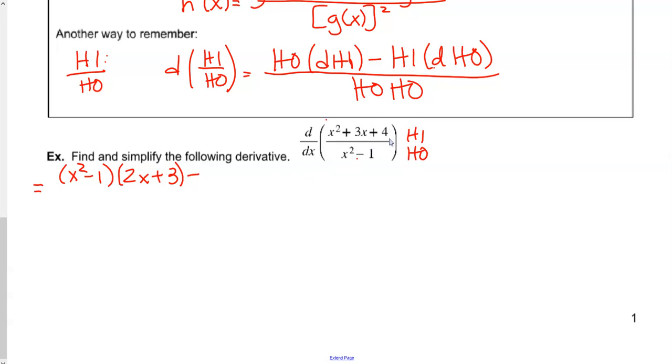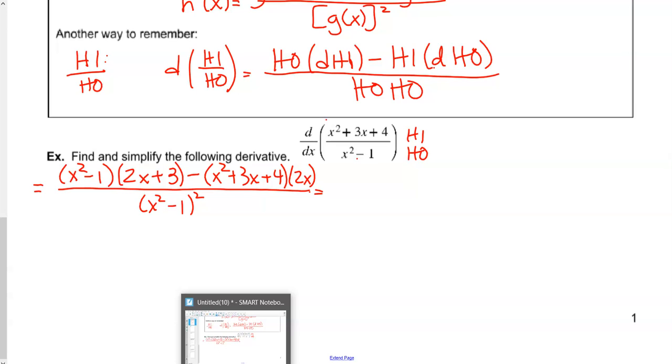Minus high, which is x squared plus 3x plus 4, d ho. So that means I got to take the derivative of the denominator, which is just a 2x because the negative 1 goes to 0. All over ho ho. So that means I need to take this function and square it. So I get x squared minus 1 squared. Okay?